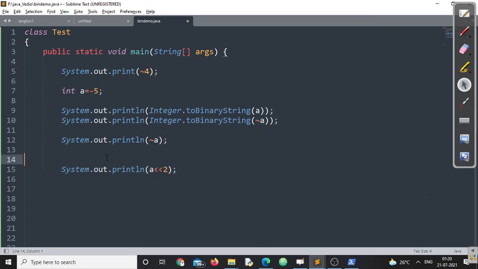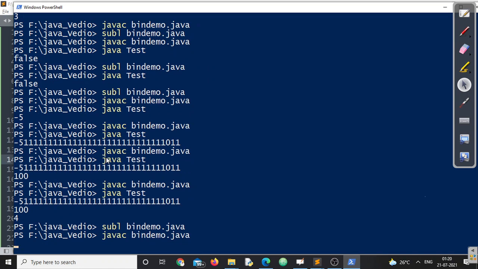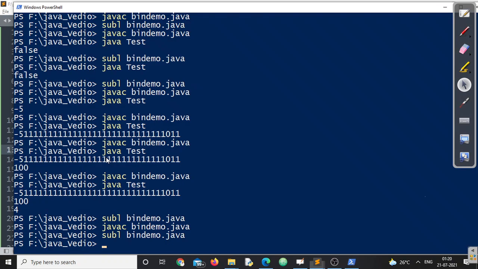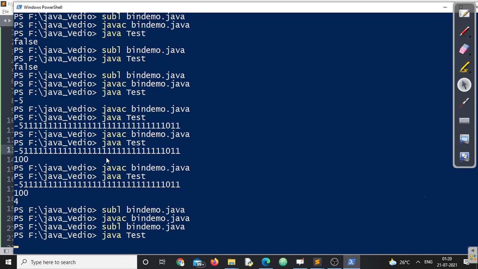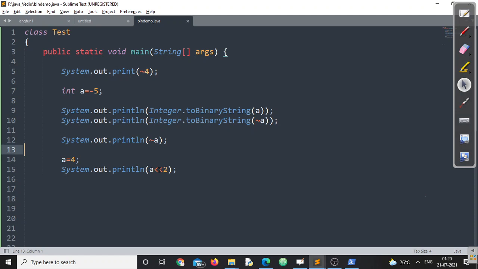Let us write a is equal to 4 or a is equal to 5, whatever. Let's go with a is equal to 4. If I do that, let's cross check what will be the value. Code compiles fine. Let me run the test. Now it is 16. Can you please tell me how it is 16? We have already discussed, right?